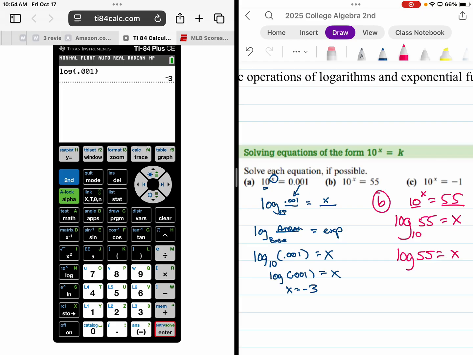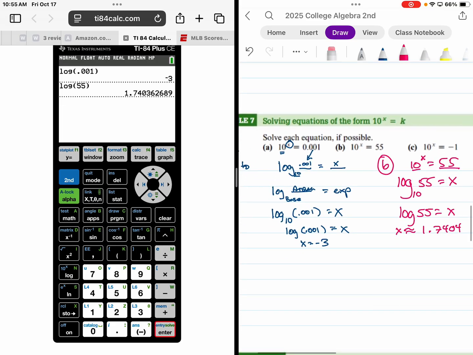So I'm going to go through and press log of 55. And I get x is approximately 1.7404. And again, we would round it accordingly. And let's see, the last one here, C, 10 to the x equals negative 1.